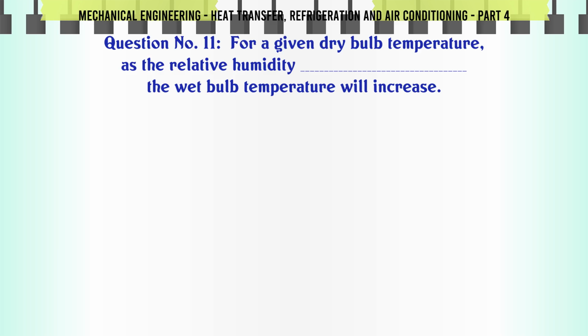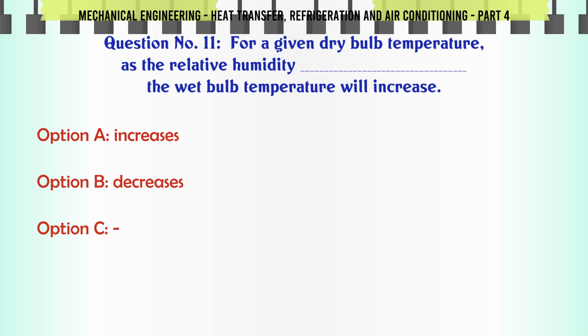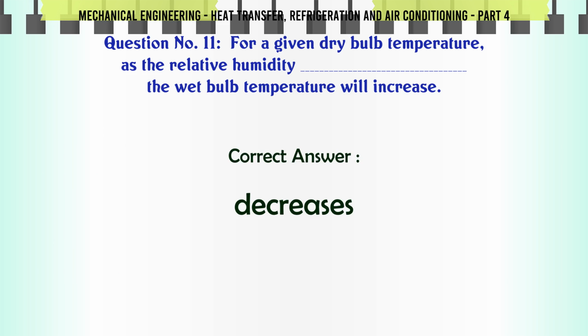For a given dry bulb temperature, as the relative humidity increases, the wet bulb temperature will increase. A. Increases. B. Decreases. The correct answer is decreases.